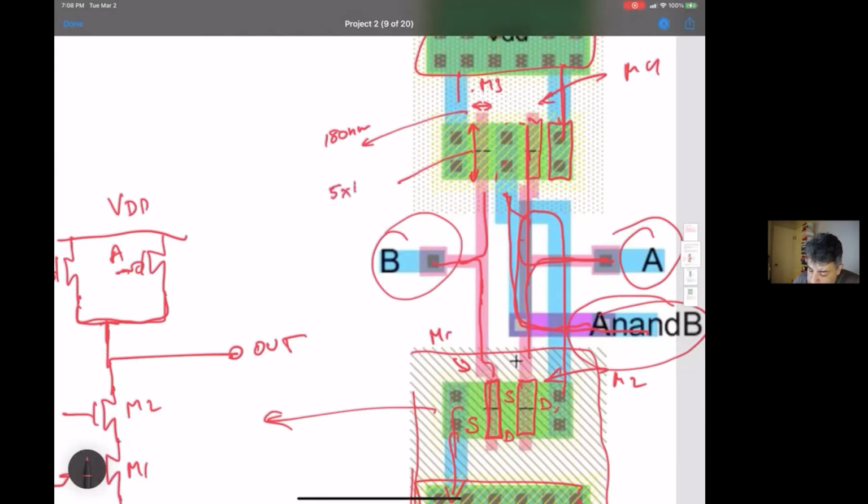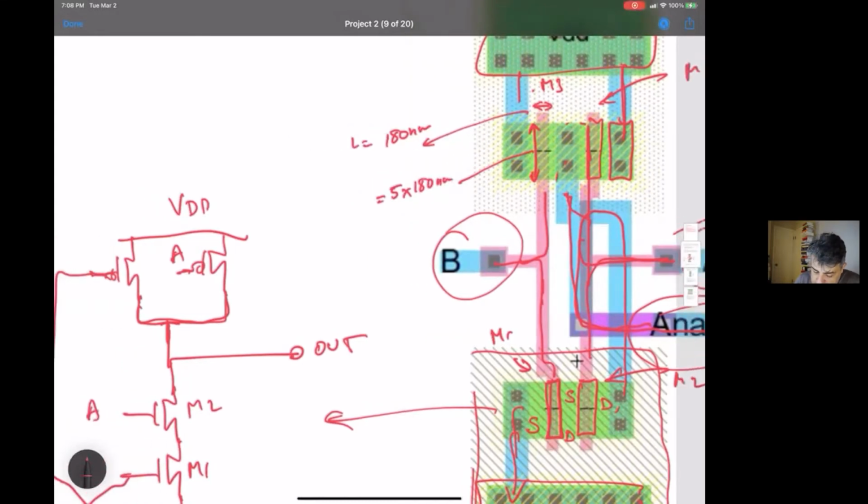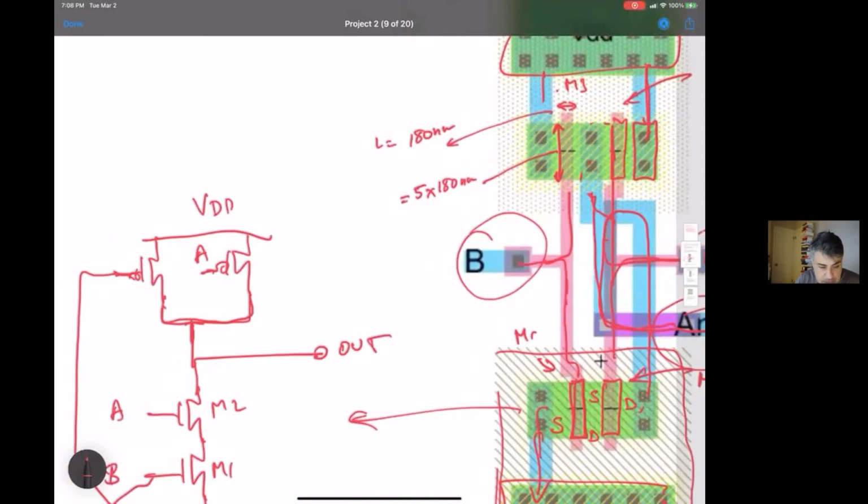So the width ends up being 5 times 180 nanometers. So that was this guy. The length is 180 nanometers, and the width is... trying to calculate what that is.